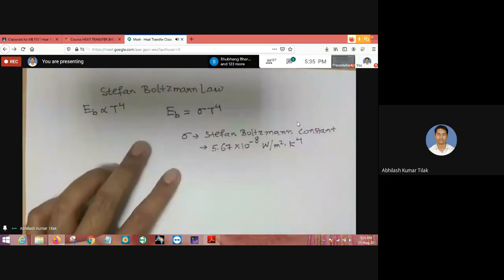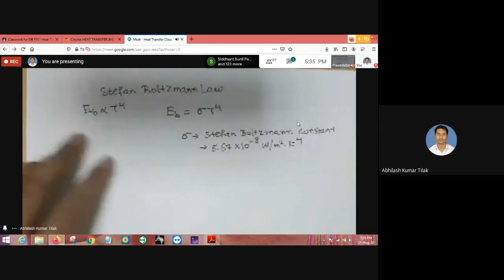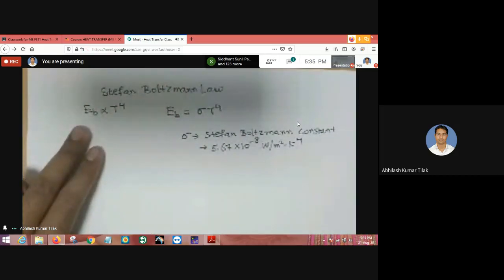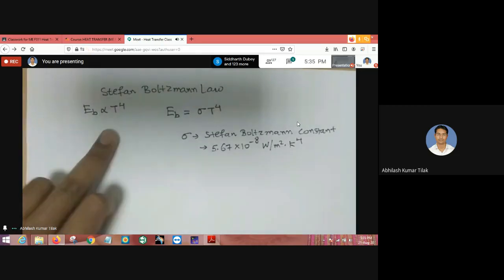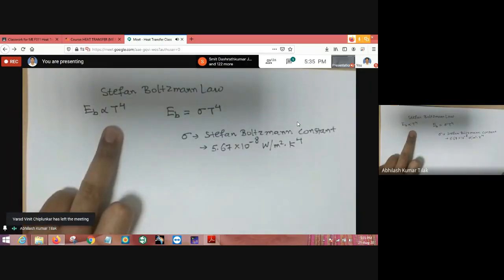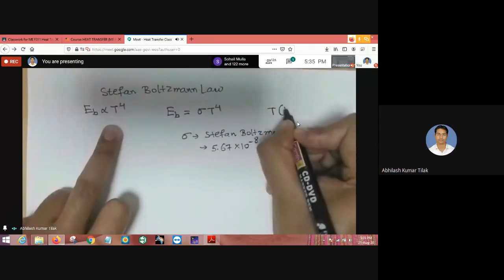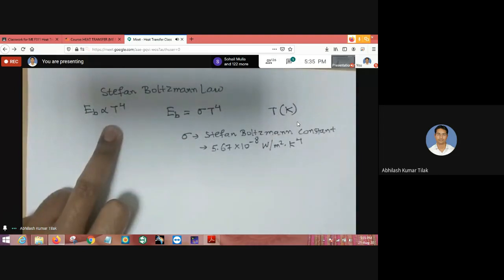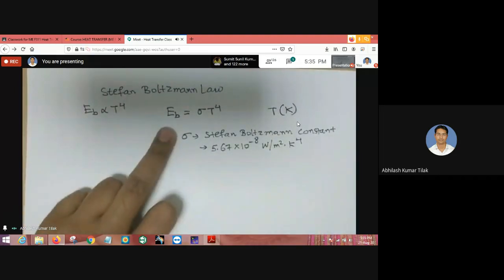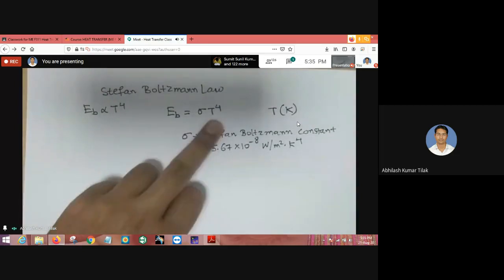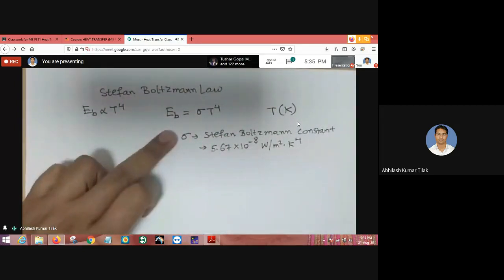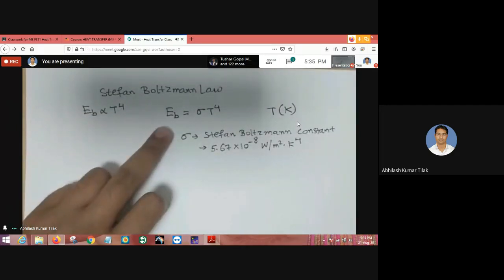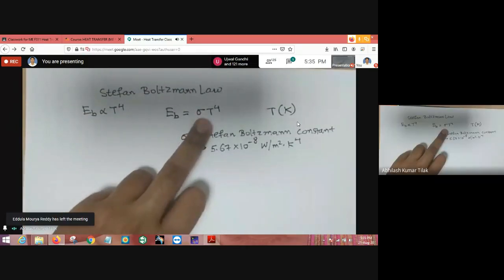So the Stefan-Boltzmann law states that the emissive power, or the emissive flux, I would say, is directly proportional to the fourth power of the temperature. Here the temperature is in Kelvin. Always remember that when using this formula, temperature is in Kelvin. So the emissive flux is sigma T to the power 4, and you can multiply by area, so EB can be written as sigma into A into T to the power 4.